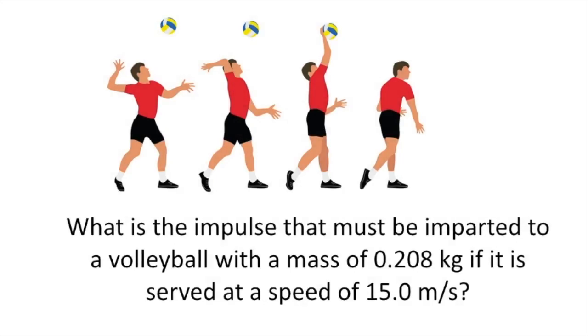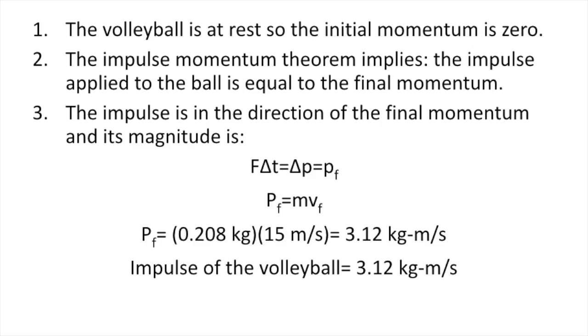Applying the concept of impulse, what is the impulse that must be imparted to a volleyball with a mass of 0.208 kilograms if it is served at a speed of 15 meters per second? In order to solve this, you must know that the volleyball is at rest, so the initial momentum of the volleyball is 0. The impulse momentum theorem implies the impulse applied to a volleyball is equal to the final momentum. Thus, the impulse is in the direction of the final momentum, and its magnitude equals the final momentum.